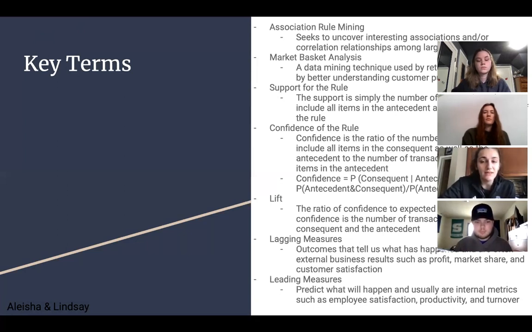On the other hand is leading measures, which predict what will happen and are usually internal metrics such as employee satisfaction, productivity, and turnover. However, some leading measures can influence customer satisfaction, which is a lagging measure. Now on to association with Marissa and Noah.